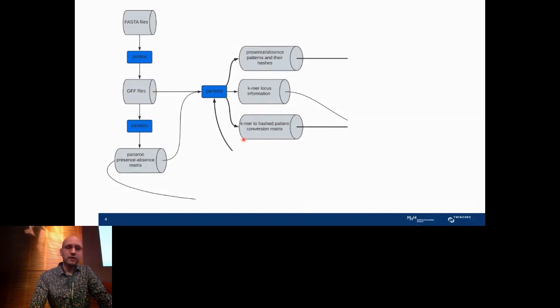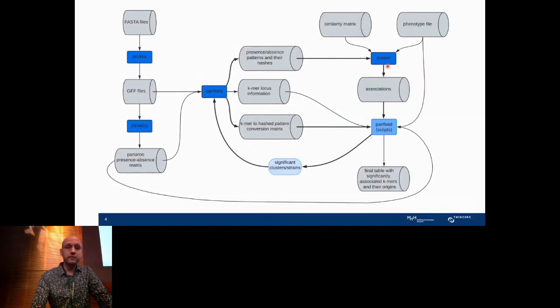The presence-absence patterns can then be input into PySeer, together with additional information, to do the actual GWAS, and then we get our associations. We input that into convenience scripts of PanFeed, which then correlates the associations to the k-mers and their positional information, and then we get this final table.